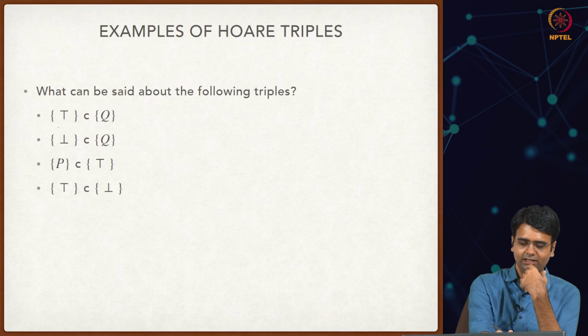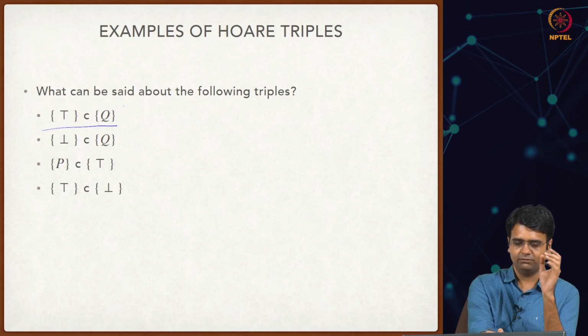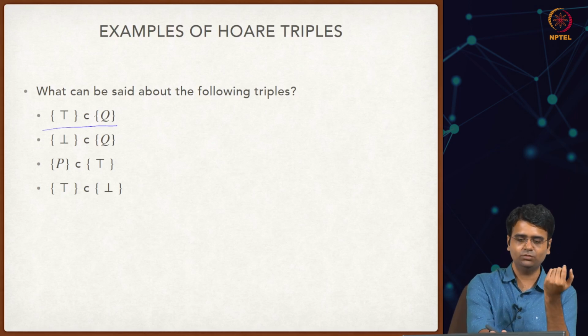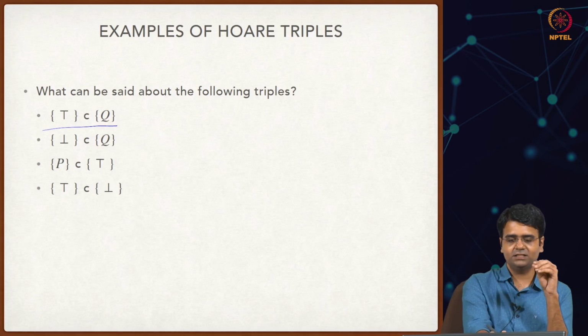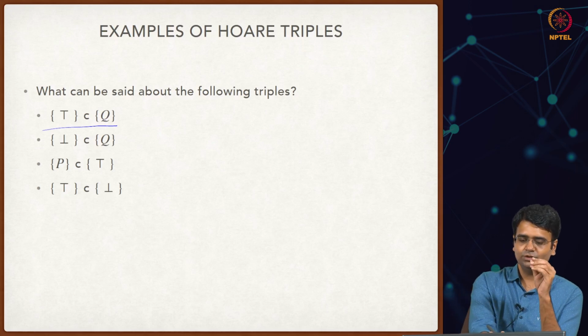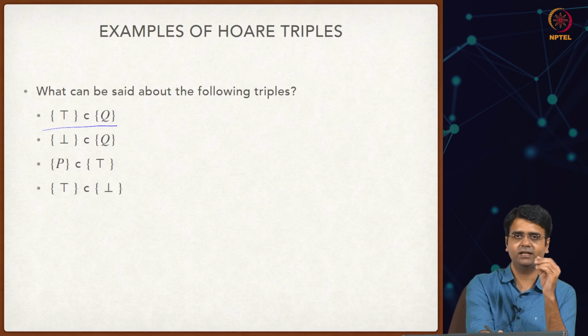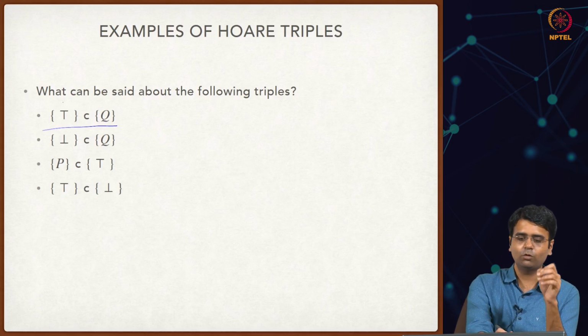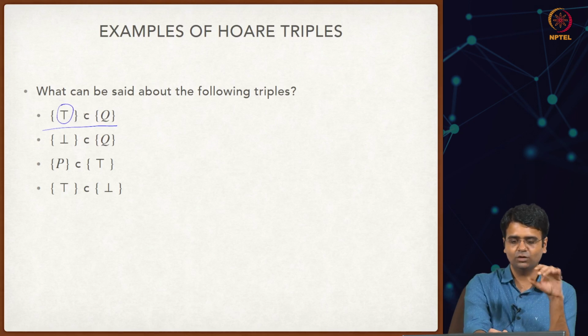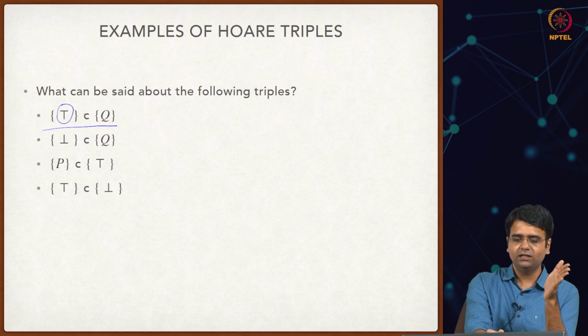The first Hoare triple is saying T, which is top, which is true, C, Q. What that means is that the precondition is true, the program is C and the postcondition is Q. Do there exist programs C and postconditions Q such that this particular Hoare triple is valid? What this Hoare triple is saying is that no matter what the initial state of the program is, the initial valuation of the variables, so there is no precondition, the precondition is true, if you execute the program C, then you will always end up in a state which satisfies Q.